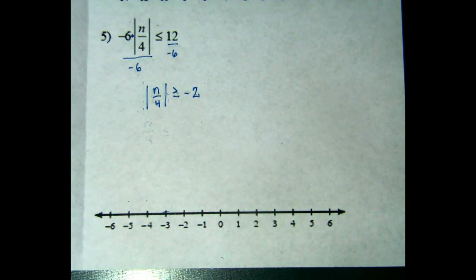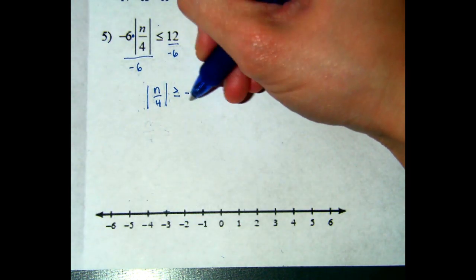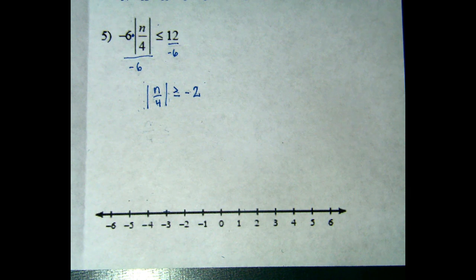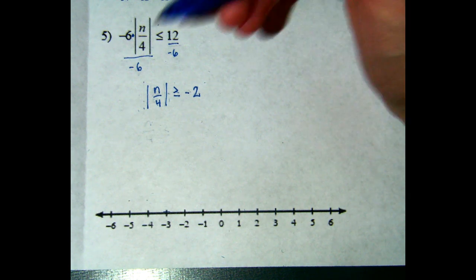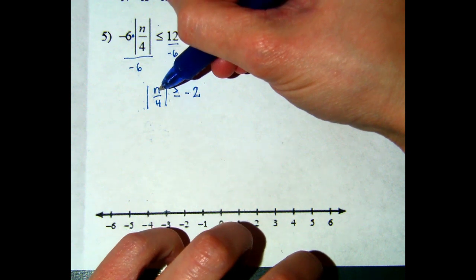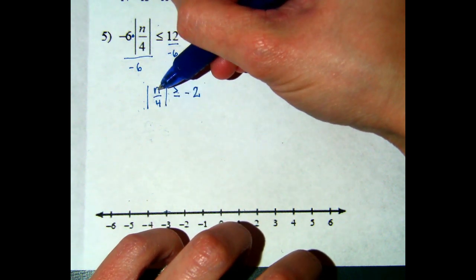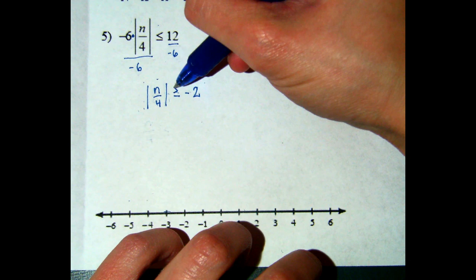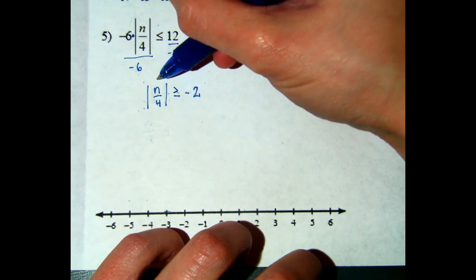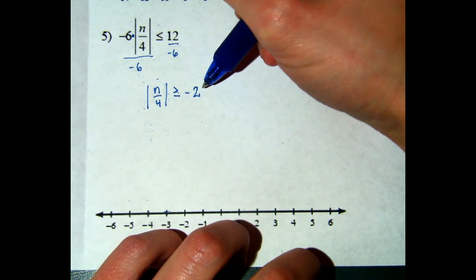If you remember from absolute value equations, a negative number kind of seems like a problem. We had no solution when that happened before, but we need to think this through. If we have something in the absolute value, so some number is greater than or equal to -2, so the absolute value of a number is greater than or equal to -2.